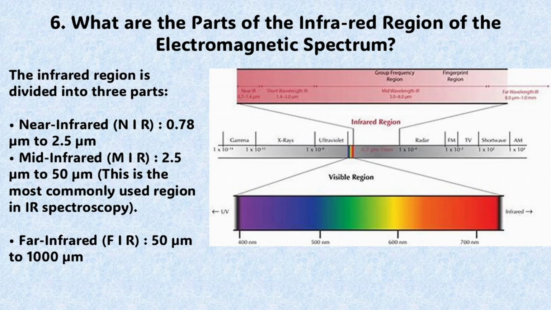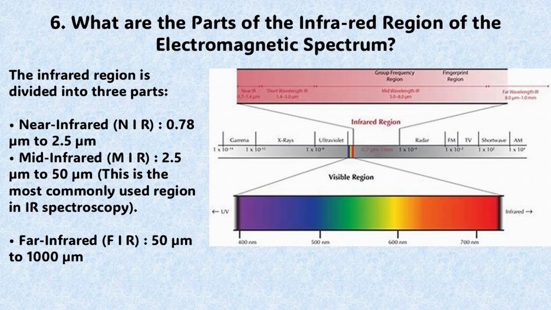Now we will move to the sixth question. What are the different parts of the infrared region, which is actually a part of the electromagnetic spectrum? The answer to this question is very simple. The infrared region is divided into three parts. Near infrared, from 0.78 micrometer to 2.5 micrometer. Mid-infrared, from 2.5 micrometer to 50 micrometer.